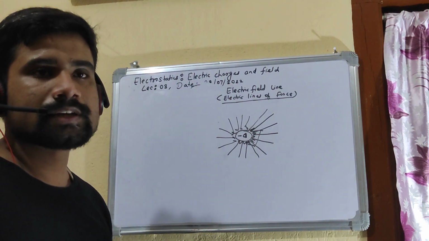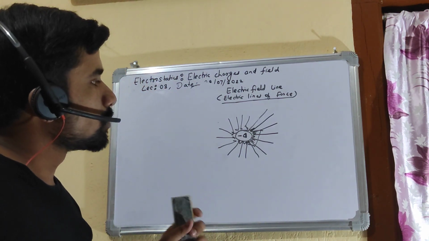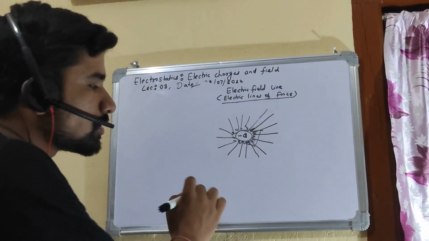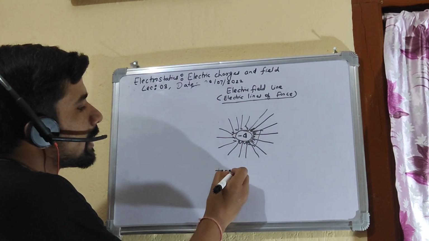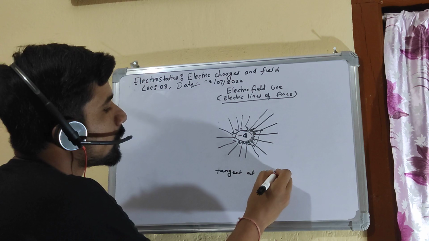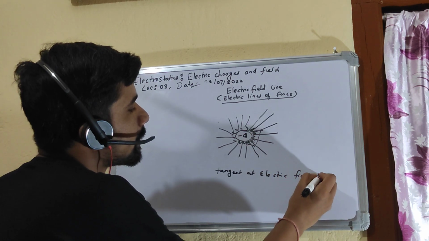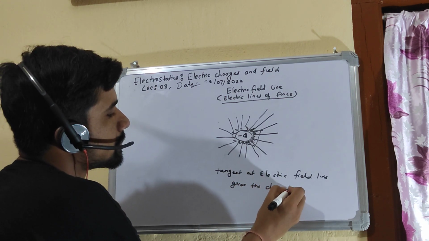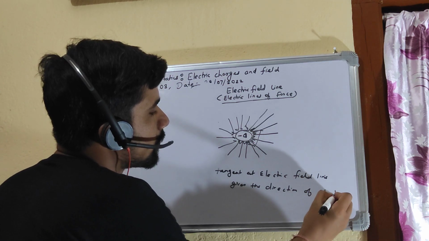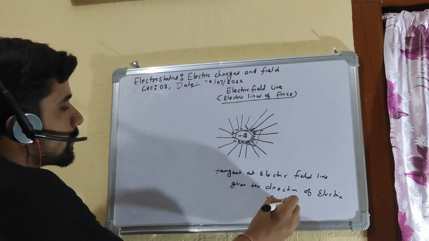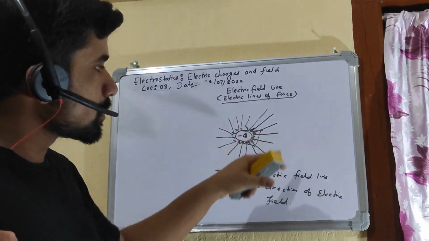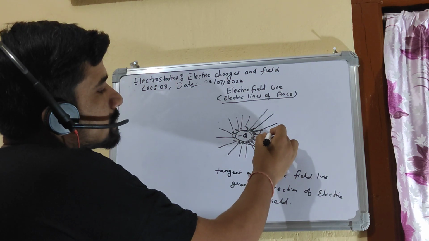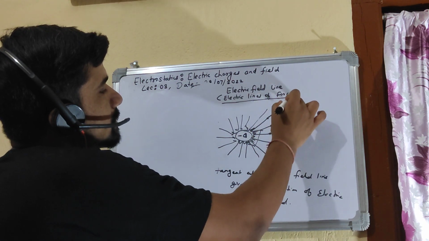So we have some properties of electric field lines, right? Before going to that, we also know the concept that the tangent at an electric field line gives the direction of electric field. Direction of electric field. Now in this particular image, you won't be able to appreciate this, because every line is a straight line, and this is the direction of field. This is the direction of field, you can see.